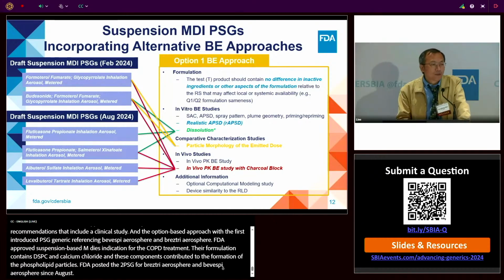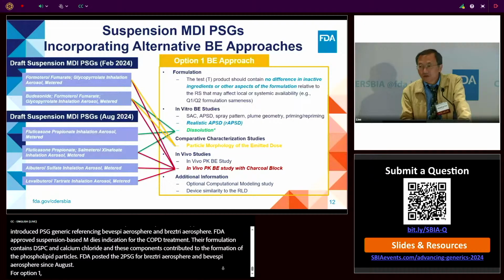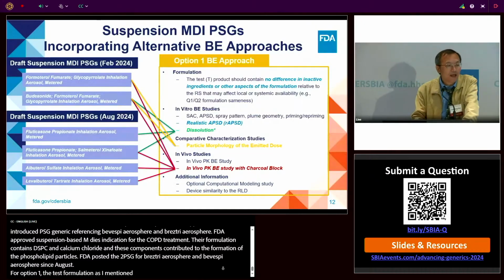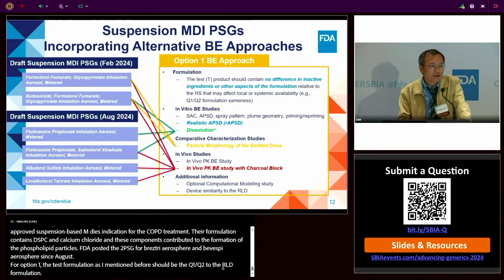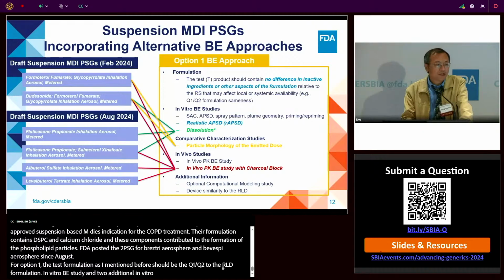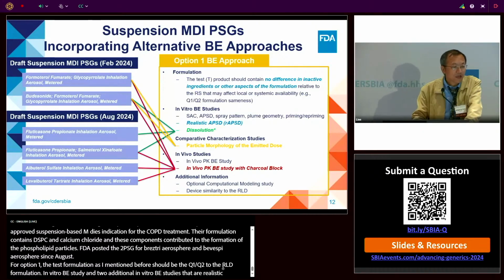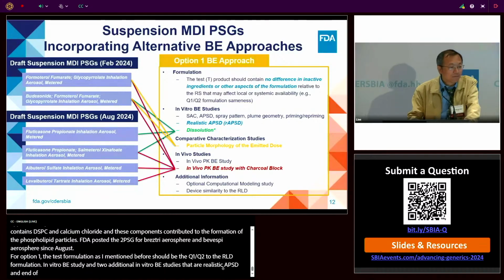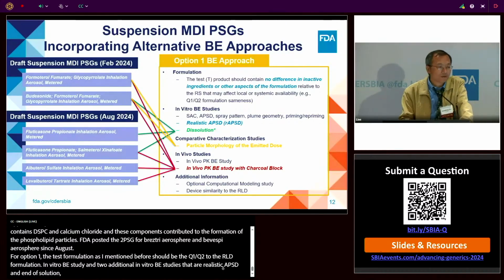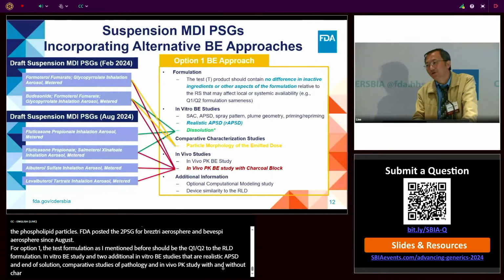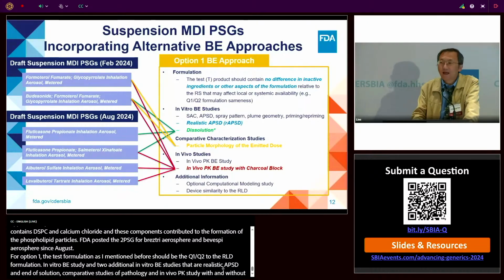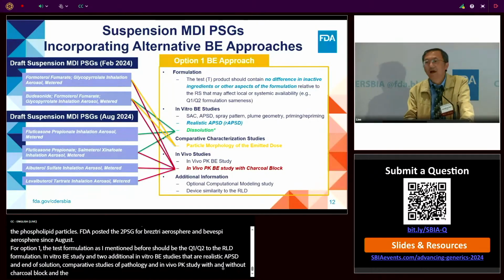For option 1, the test formulation, as I mentioned before, should be Q1, Q2 the same as the RLD formulation. The in vitro BE study includes the conventional in vitro BE study and 2 additional in vitro BE studies: realistic APSD and dissolution. Comparative characterization studies, such as particle morphology of the emitted dose, the in vivo PK BE study with and without the charcoal block. The in silico modeling is optional for the BE establishment, and the test device should be similar to the RLD device.